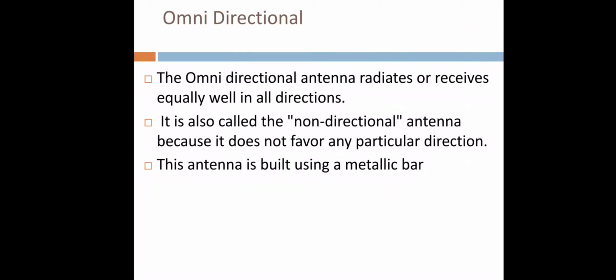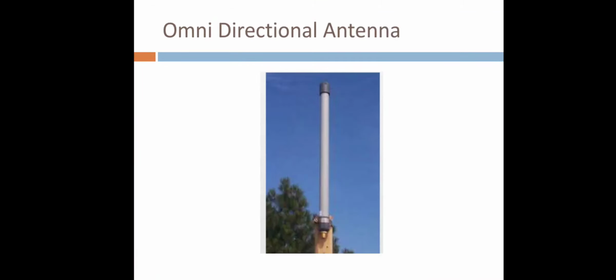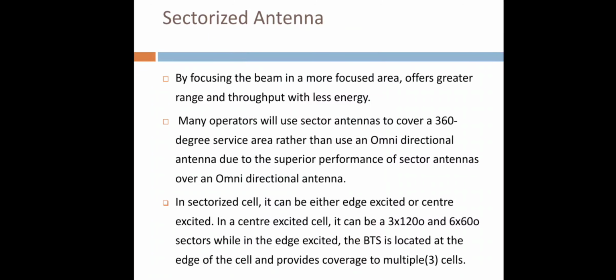This antenna is built using a metallic bar, as shown in the figure. Now the sectorized antenna, by focusing the beam in a more focused area, offers greater range and throughput with less energy. Many operators use sector antennas to cover the 360-degree service area rather than omnidirectional antennas, due to the superior performance of the sector antenna over the omnidirectional antenna.